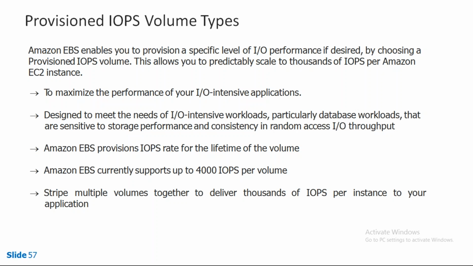The next is provisioned IOPS volume types. So Amazon EBS enables you to provision a specific level of IOPS performance if desired by choosing a provisioned IOPS volume. This allows you to predictably scale to thousands of IOPS per Amazon EC2 instance. So up to 20,000 IOPS you can have.